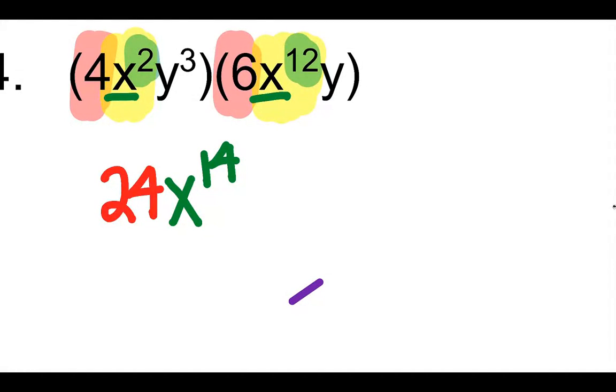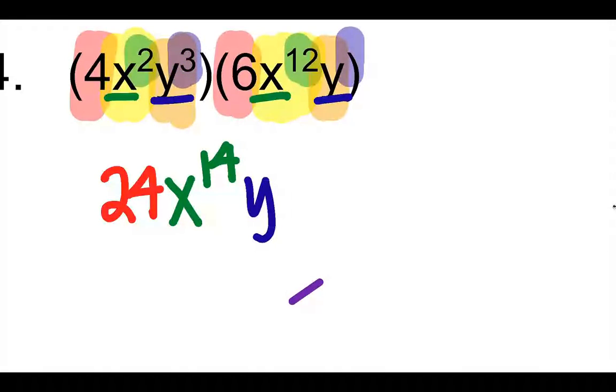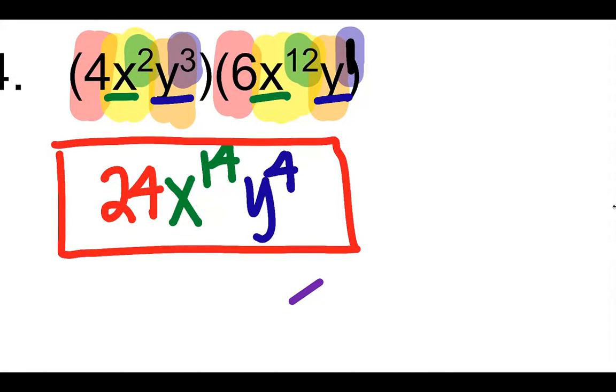Then I'm going to the next one. I've got y's. So my base here is the y. If I look over at my exponent, it's the little baby number up on top. I've got a 3 and I don't have 1. If I don't have 1, I know it's a 1. So I've got 3 plus 1 is going to give me 4. So that is my answer. 24 x to the 14th power times y to the 4th.